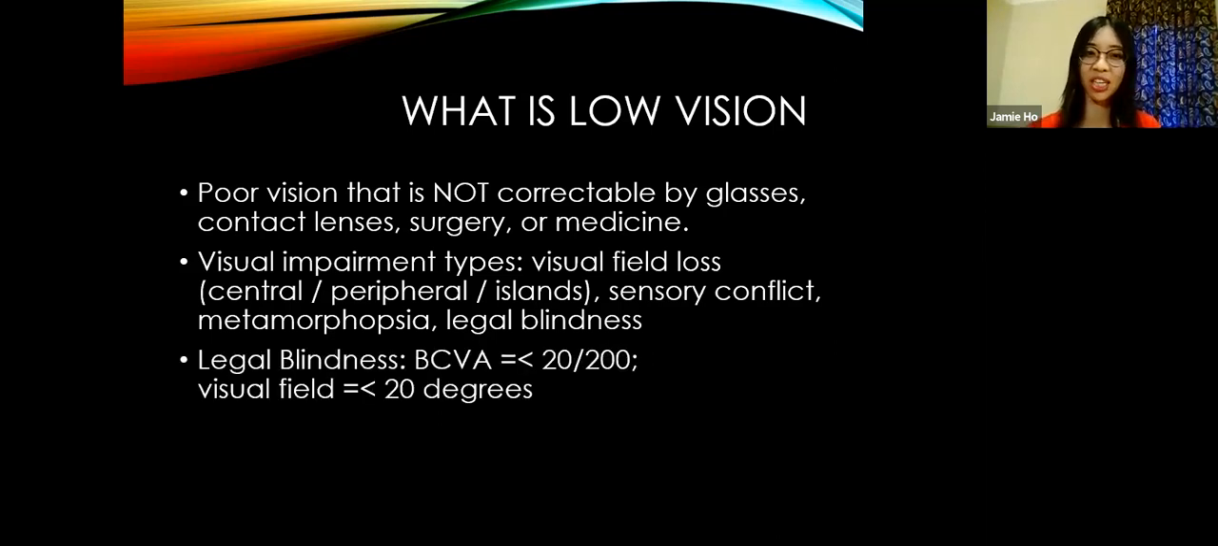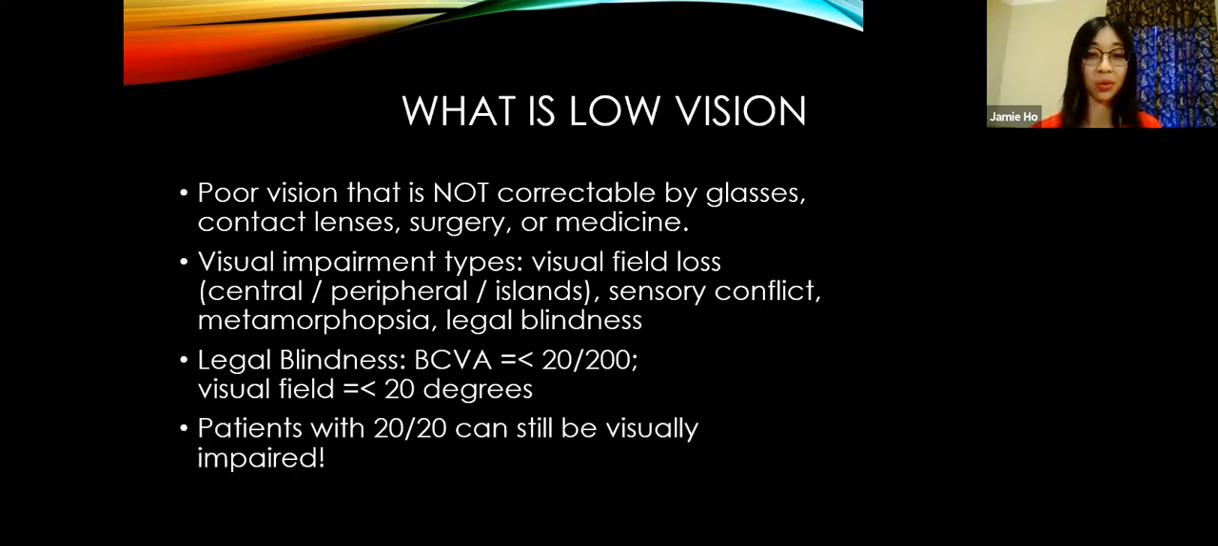This will also encompass legal blindness. By definition, legal blindness is best corrected visual acuity of 20/200 or worse, or a visual field of less than 20 degrees. It's either or, so you don't have to have both. So in short, patients can be 20/20 and still visually impaired. A lot of my RP patients are probably 20/40. I have one who's 20/25, but they have like 5 degrees of visual field, so they would be considered legally blind.